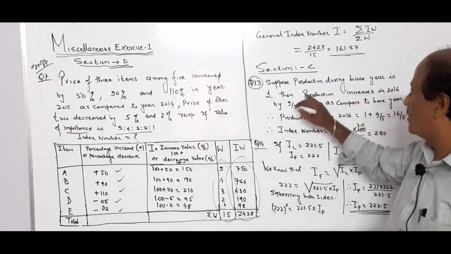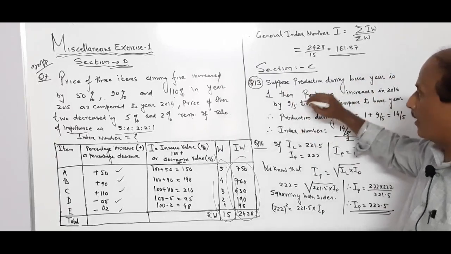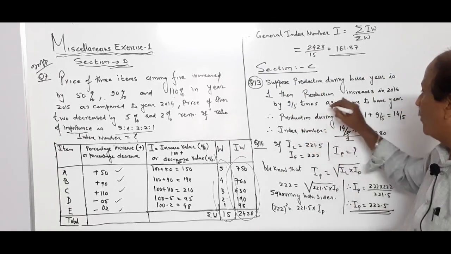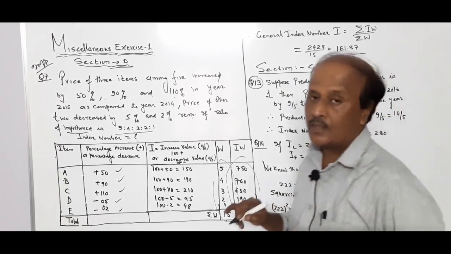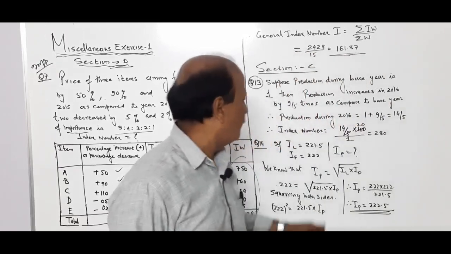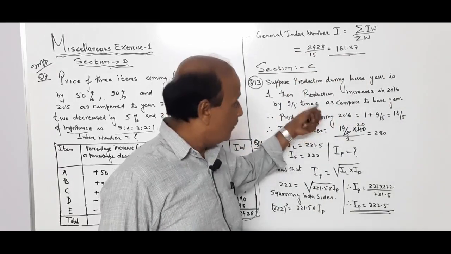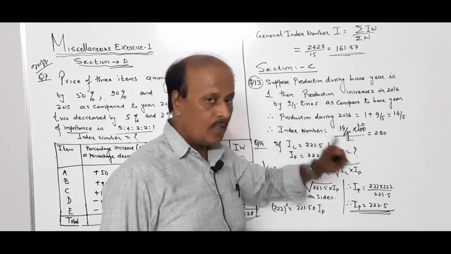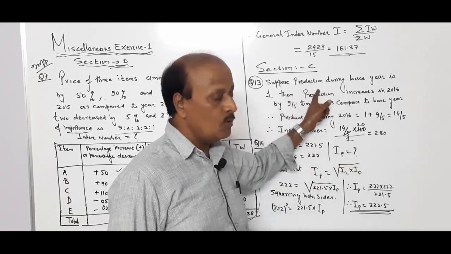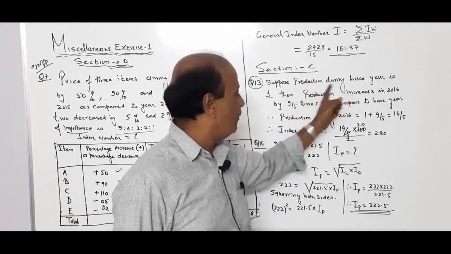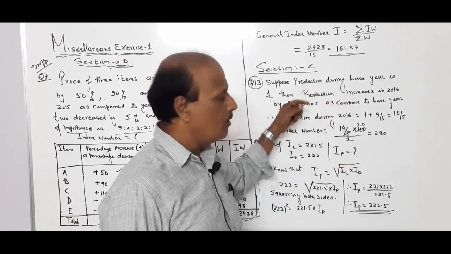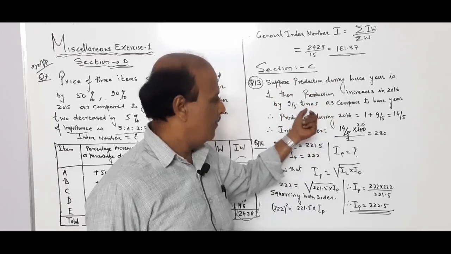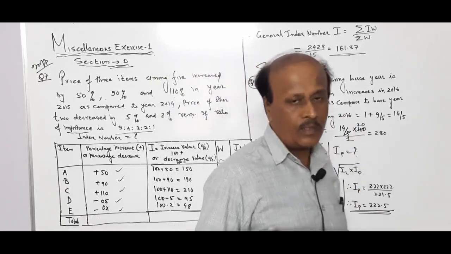Let us see. Suppose production during the base year is 1. So what they are asking you is, find the index number when production increases in 2016 by 9 by 5 times. So something new is there in this question. You go through the textbook. What is new is that you will have to assume that production during the base year is 1. Otherwise, if you want to calculate percentage-wise, then you can take it as 100. But I took it as 1 as the production of the base year.